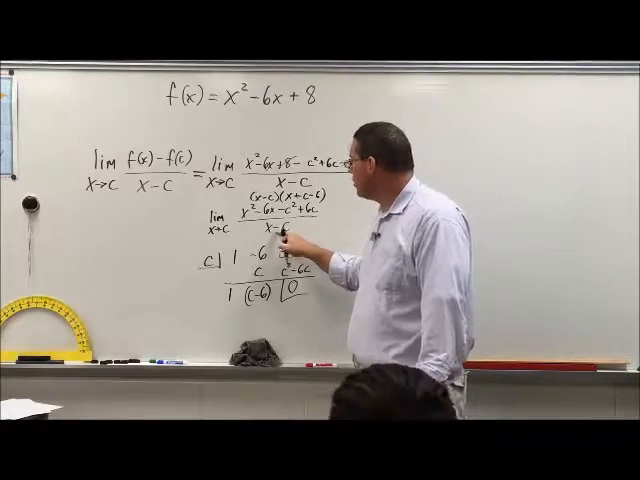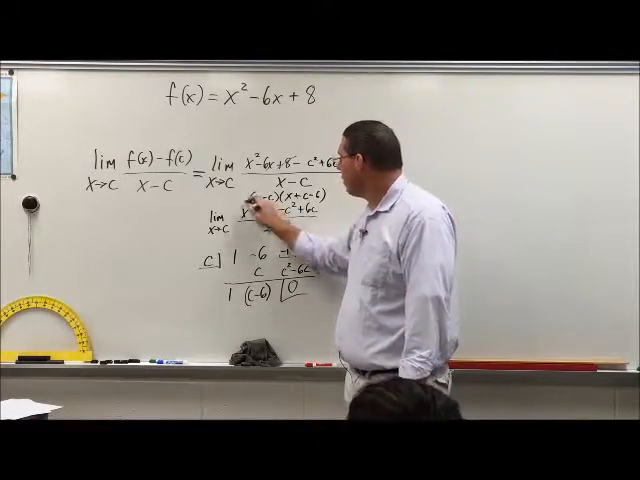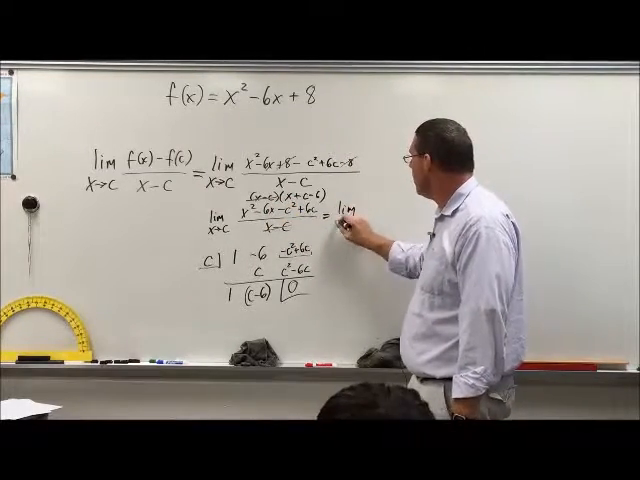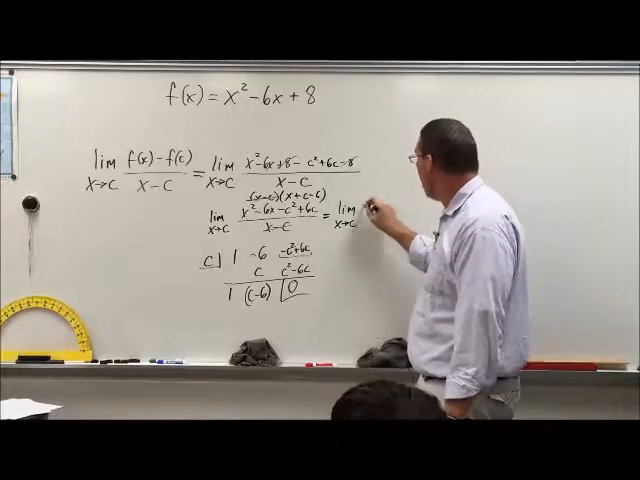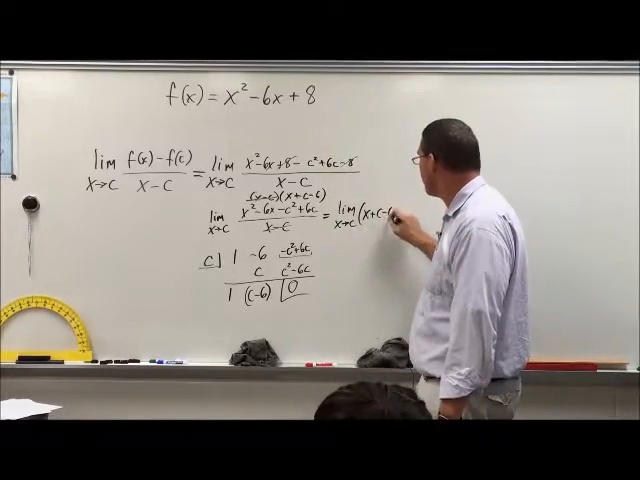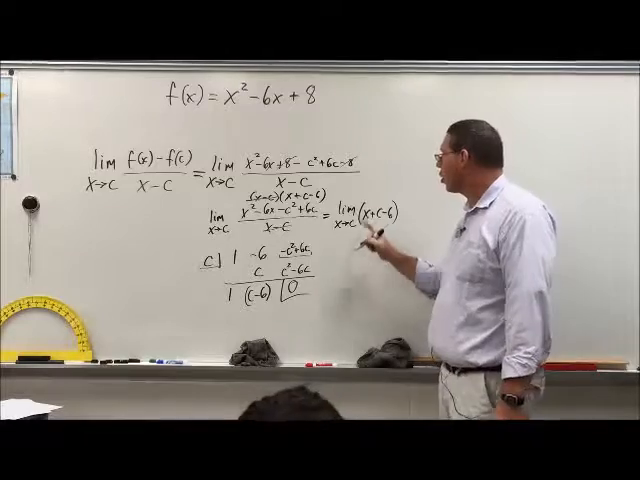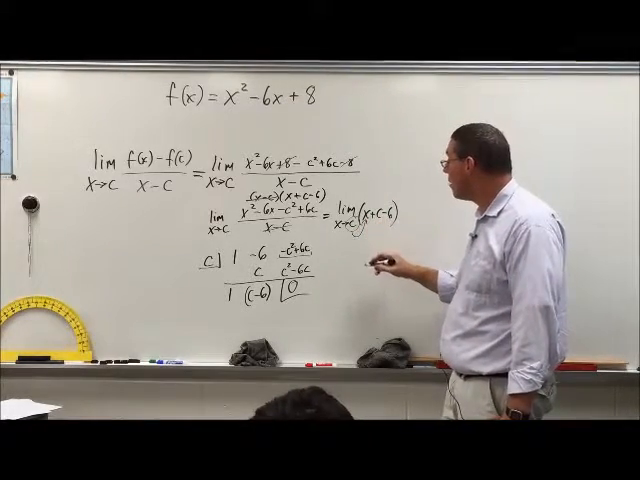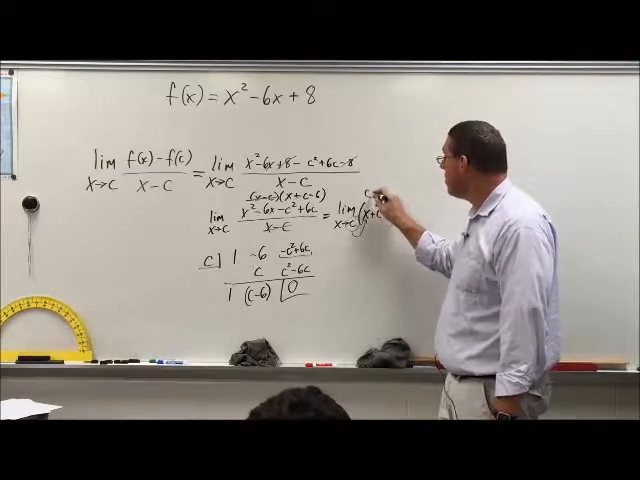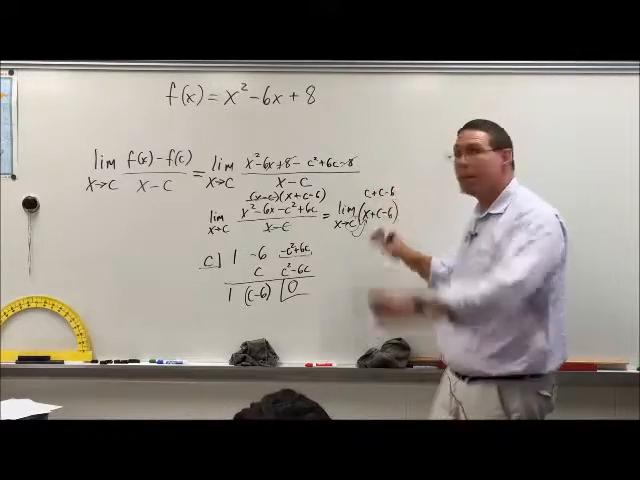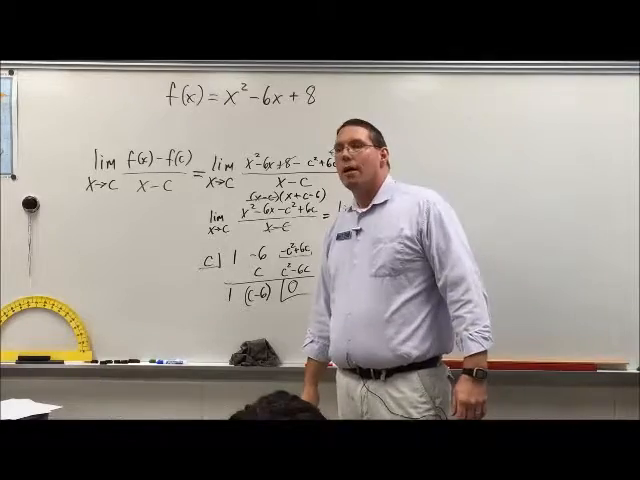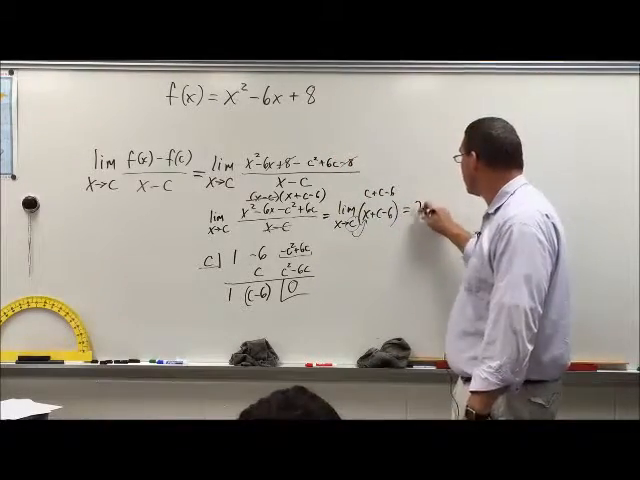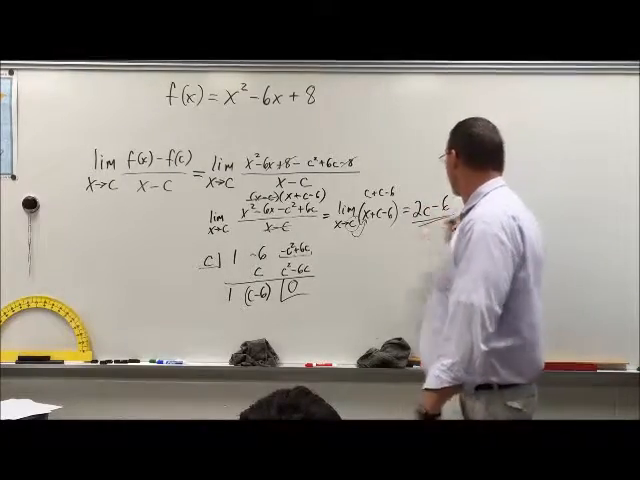Now, what can we do with the x minus c? We can cancel. We factor it out now. We cancel it, and all we have left now is the limit as x approaches c of x plus c minus 6. Now, what is our last step? Plug c in for x, and we get c plus c minus 6. Say that again. 2c minus 6. So our instantaneous rate of change is 2c minus 6.